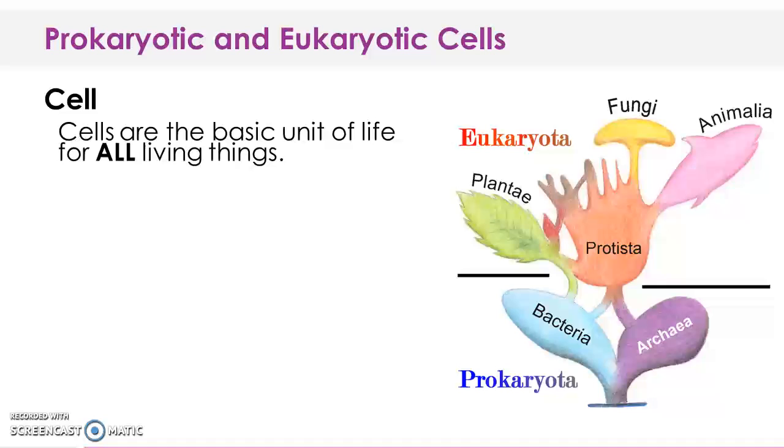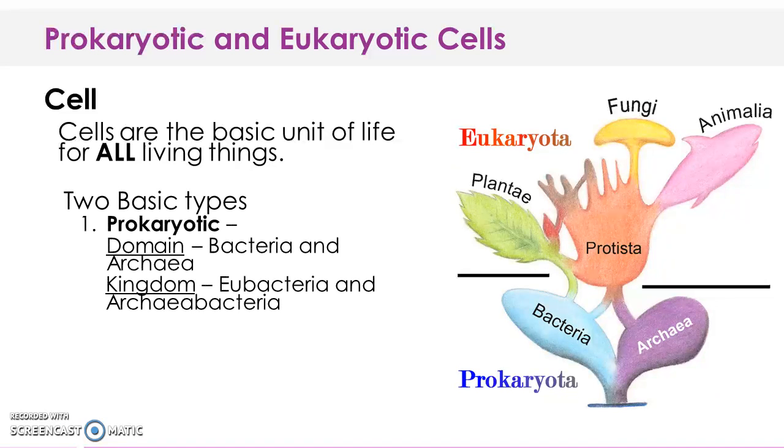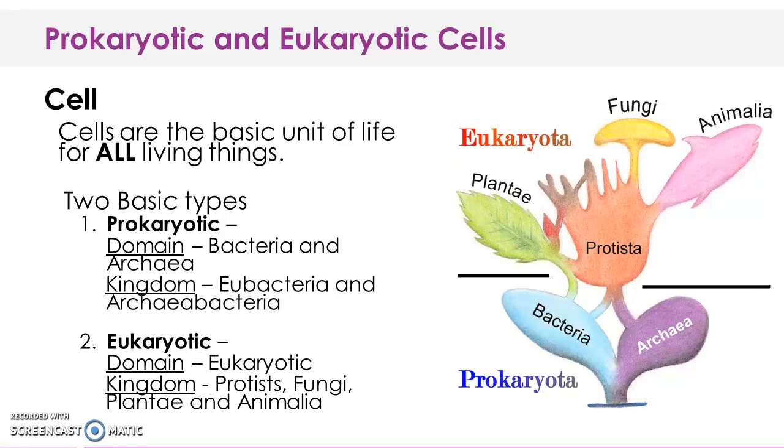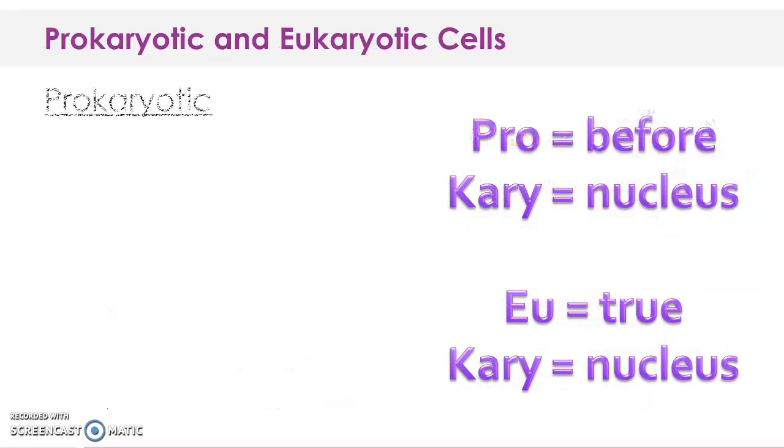If you can remember from our last unit, we defined a cell as the basic unit of life for all living things. So when we talk about cells, we can break them down into two basic types. The first, prokaryotic, would be classifying bacteria and archaeobacteria. The second, eukaryotic, would classify kingdoms such as your protists, your fungi, your plants, and your animals. So you being an animal, your cells would be classified as eukaryotic cells.